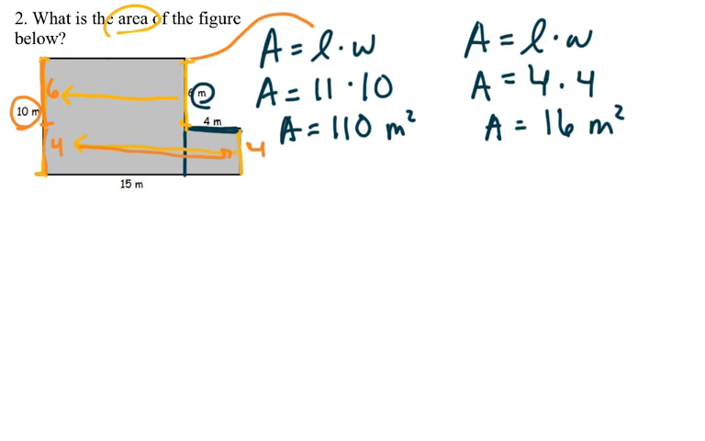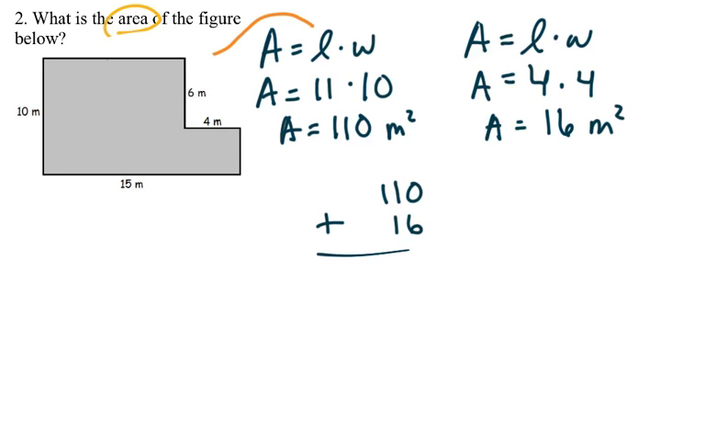Last step, since ultimately this is just one shape, not divided, we see that one box, we need to add them together. So 110 plus 16, go ahead and add that up. Whatever you get here needs to be meters squared.